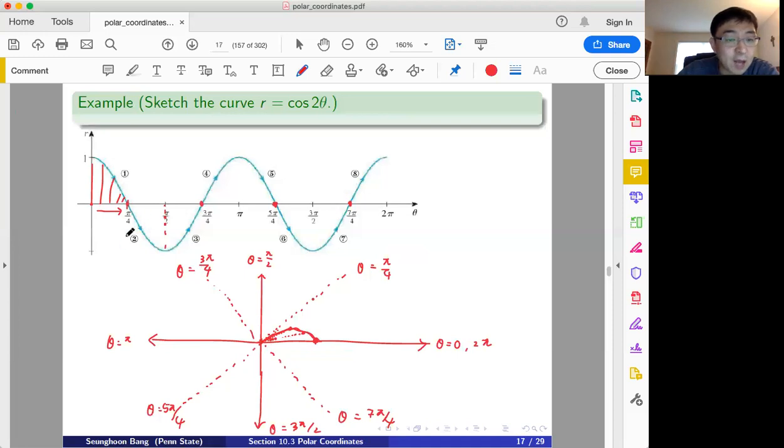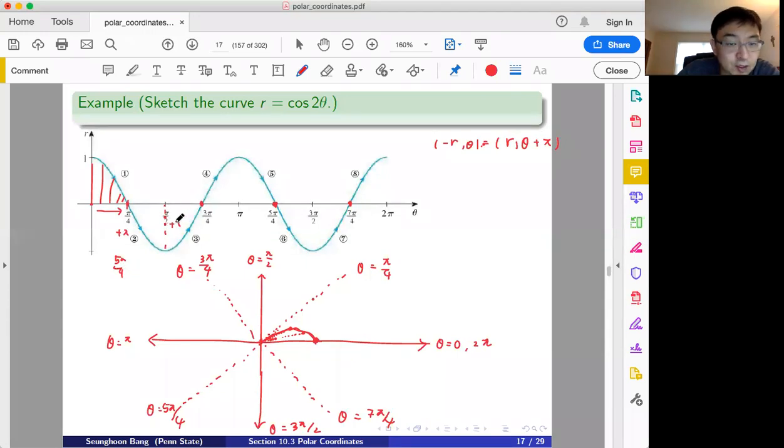What about between pi over 4 and pi over 2? The length is negative. We can use this idea: do you know this one? When the length r is negative, it is the same as the positive length at theta plus pi. You can add pi to the angles between pi over 4 and pi over 2. Pi over 4 plus pi is 5 pi over 4.